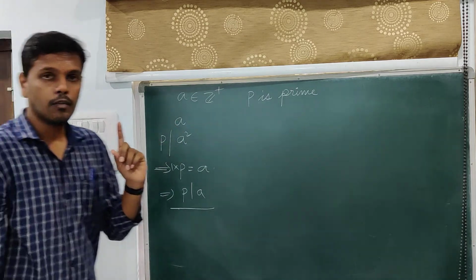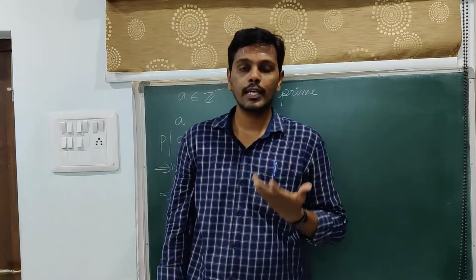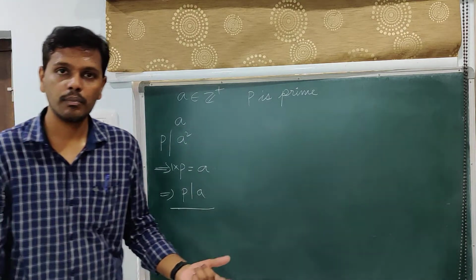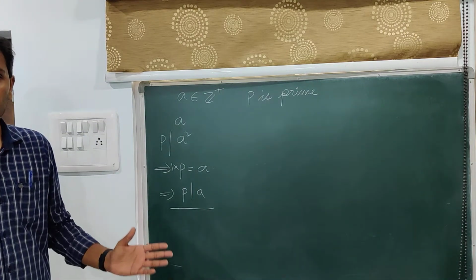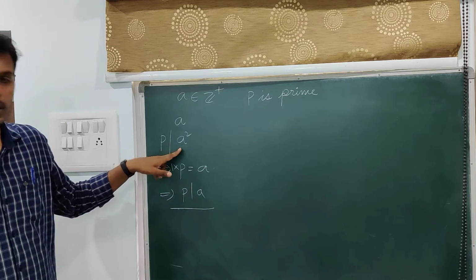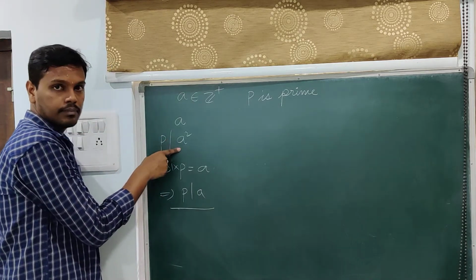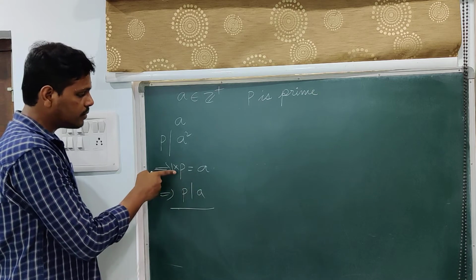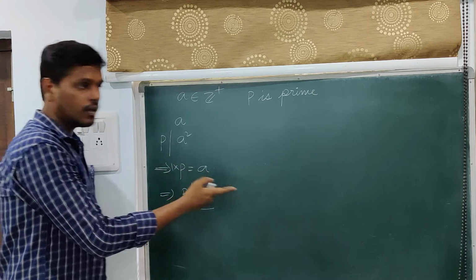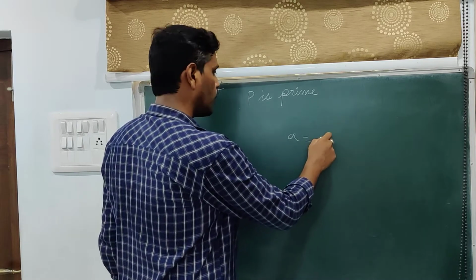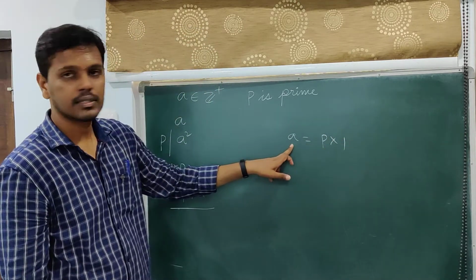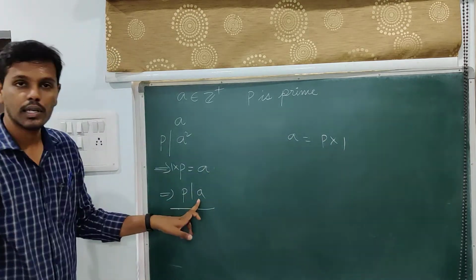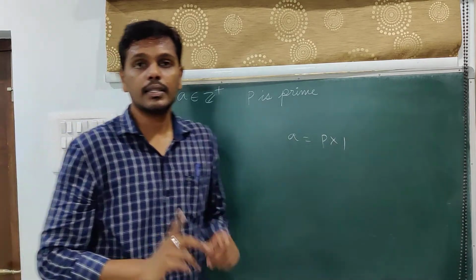I repeat it again. When A is 1, A square cannot be divisible by P, so A cannot be 1. Now there are only two possibilities: A is either prime or A is composite. If A is prime and P divides A square, then P should be equivalent to A, in the sense that 1 into P is equal to A. Whenever you can write one number as a product of two numbers, each number divides it. That is, P divides A as per the definition of divisibility which we have discussed. So P divides A, which is what we need to prove. So we have proved it in the case of a prime number.